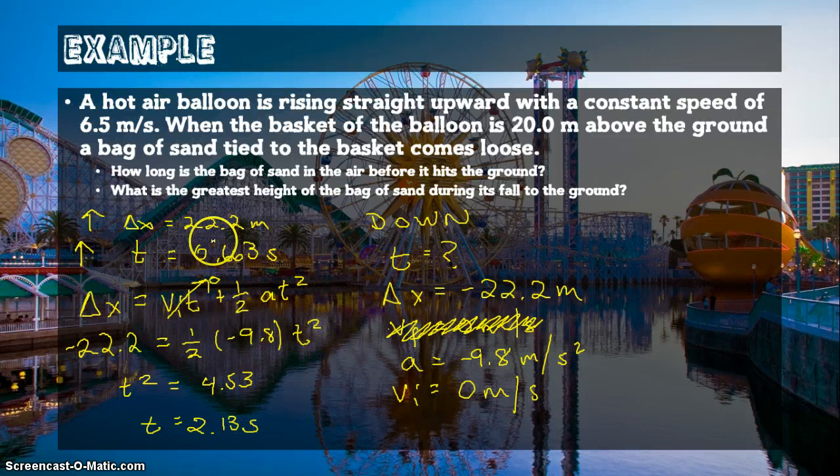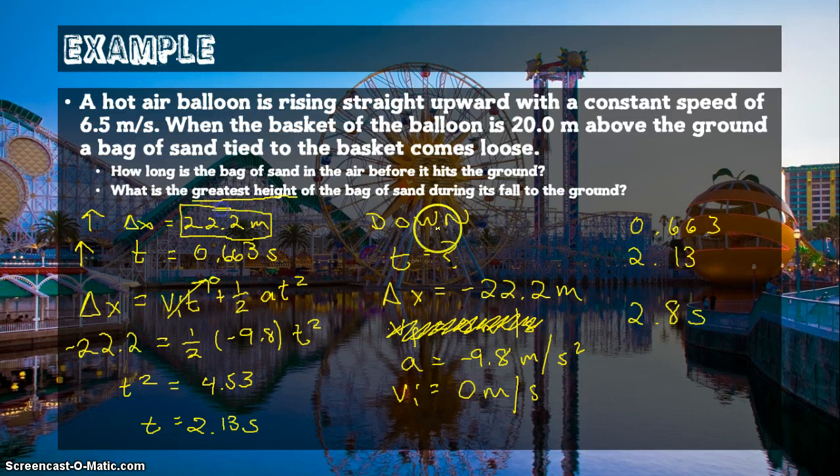Now remember, it went up 0.663, so let's add those two times together. 0.663 and 2.13. We're going to end up with 2.8 seconds with our sig figs. So that's how we got the amount of time it was in the air. We also actually found the greatest height already. We know that the greatest height was at 22.2 meters, but let's make it 22 to keep our sig figs consistent. So our greatest height was 22 meters. Our time was 2.8 seconds.